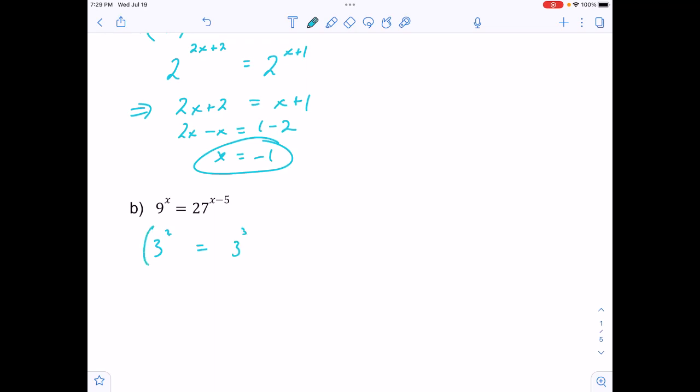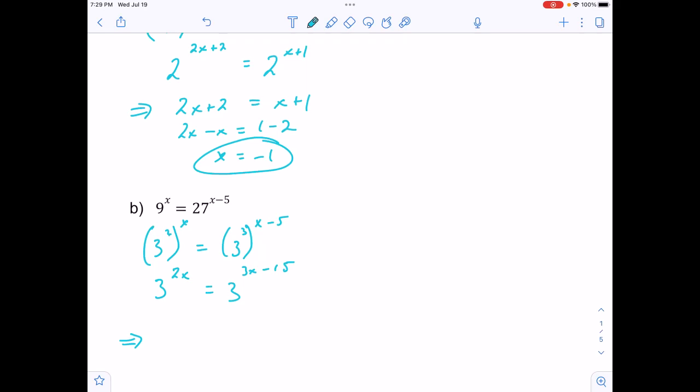Now we can write in the exponents that we had originally on the question. On the left side there was an x. On the right side I had an x minus 5. Now we bring those exponents in through multiplication. So this will be 3 to the power of 2x is equal to 3 to the power of 3x minus 15. I add in the implies that.